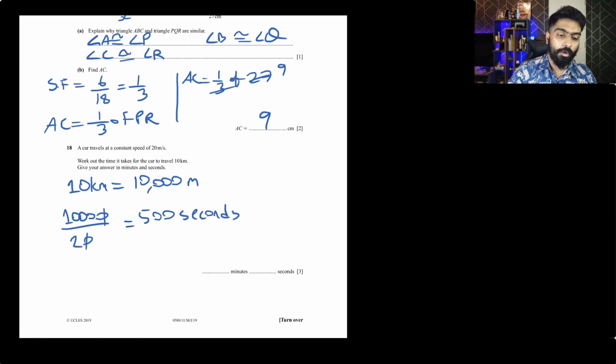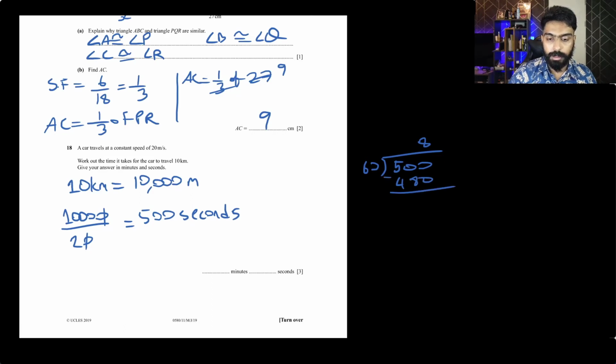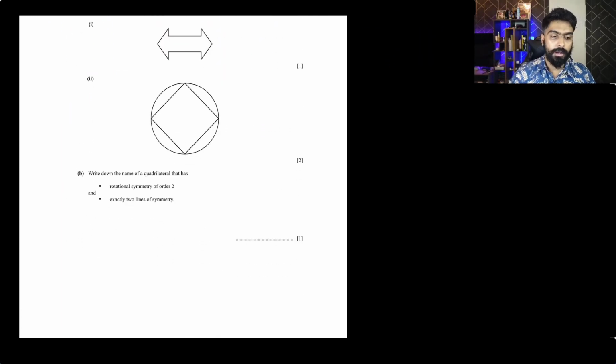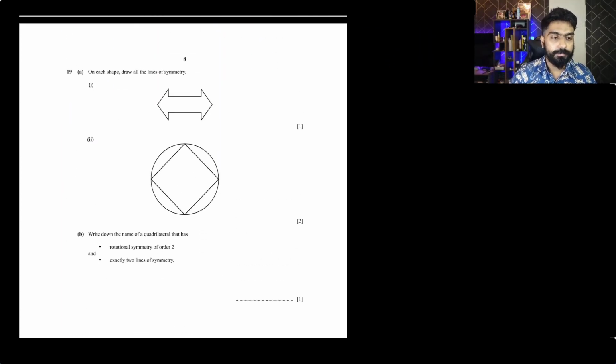500 seconds. Now if we divide 500 by 60, what do we have guys? We see that 6 times 60 is 360... 8 times 60 is 480, so 500 minus 480 is 20, right guys? So it is 8 minutes and 20 seconds. All right guys, 8 minutes and 20 seconds. Now let us go to the next one.